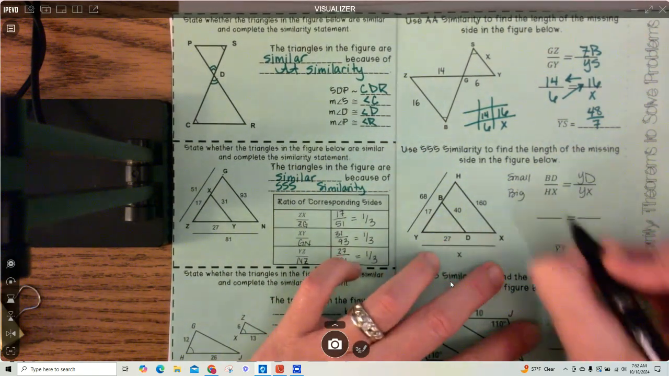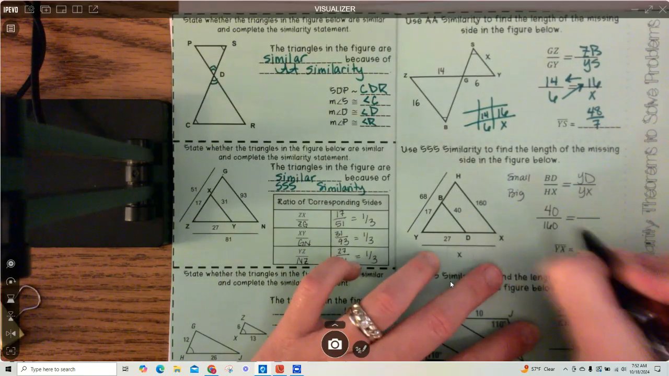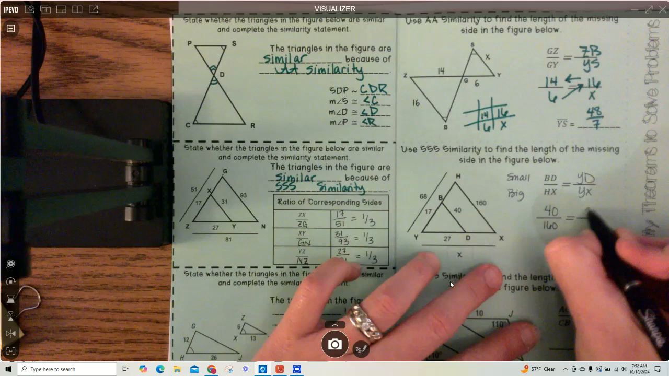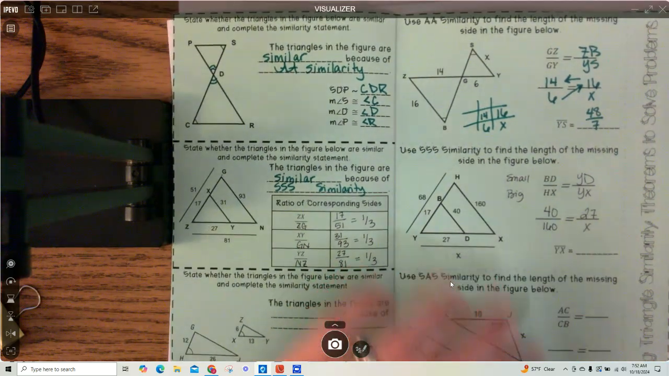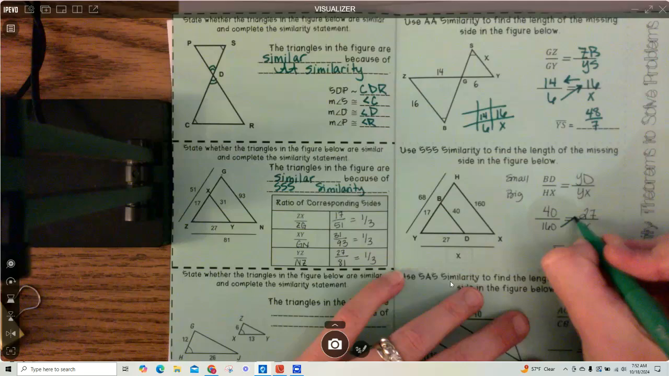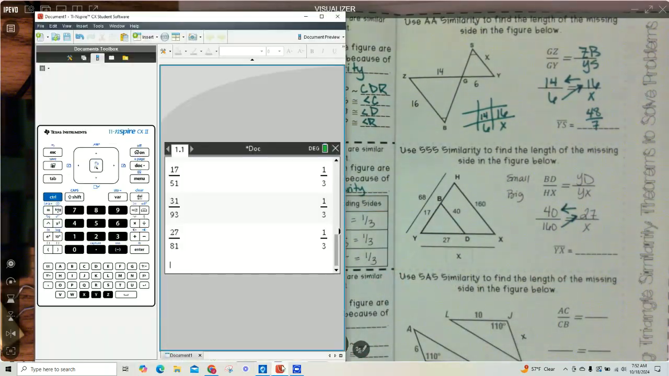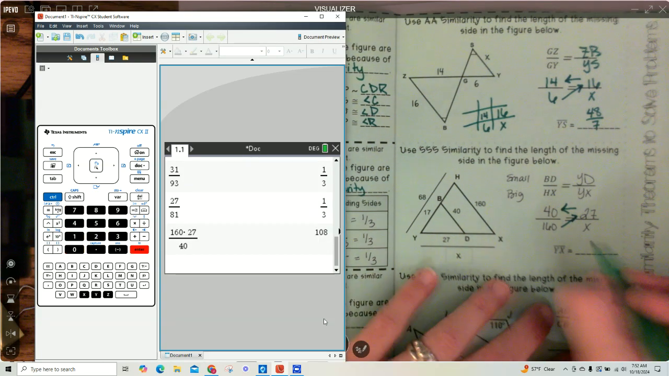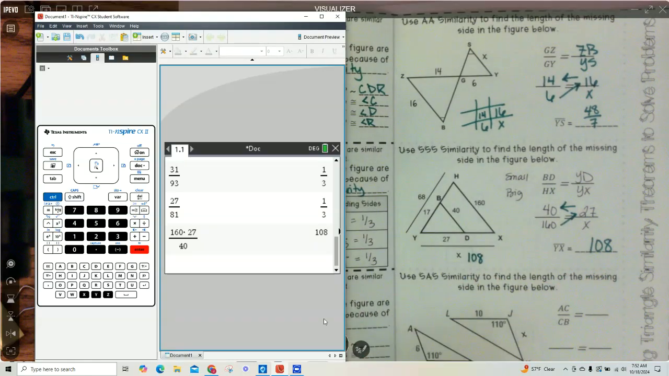So BD measures 40, HX measures 160, YD measures 27, and then YX is what we're looking for. So we cross multiply and then divide. Don't use the X, just use the numbers when you cross multiply and divide. So 160 times 27 divided by 40 gives me 108. So this side would measure 108.